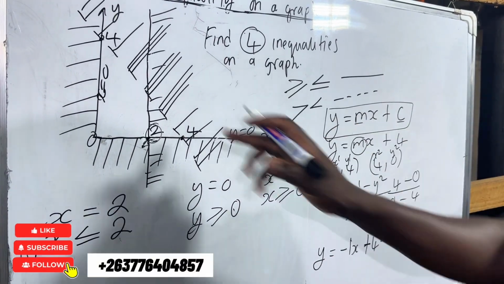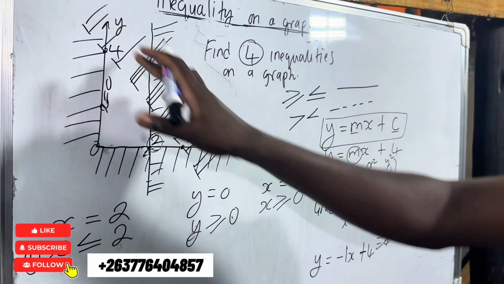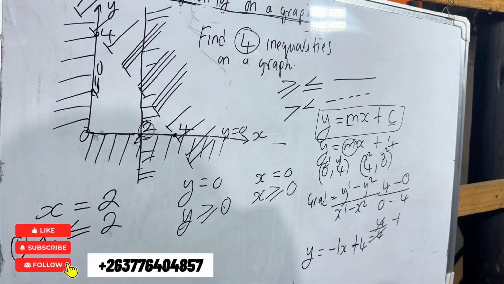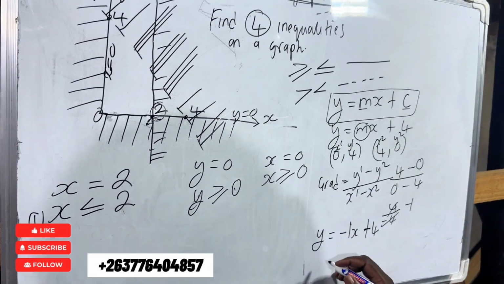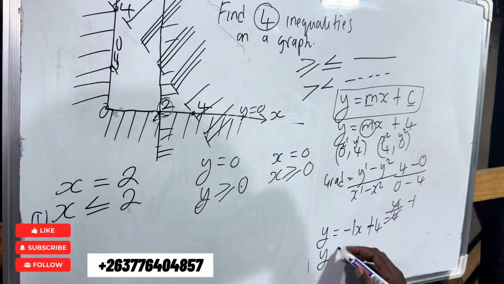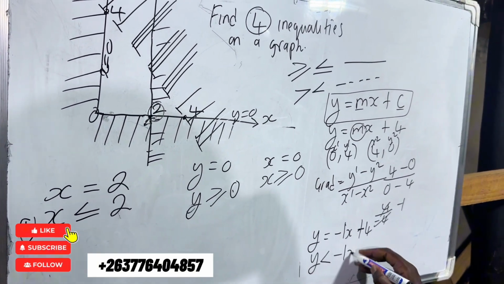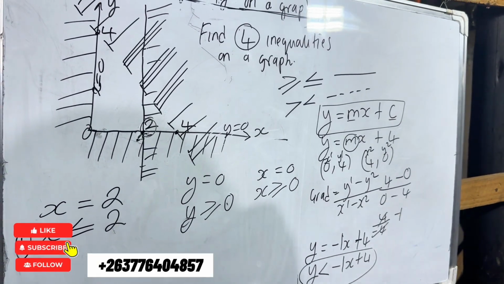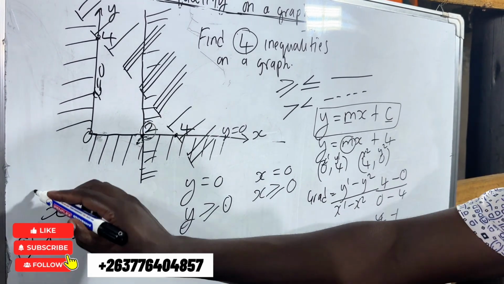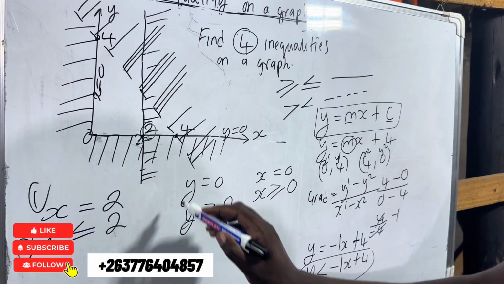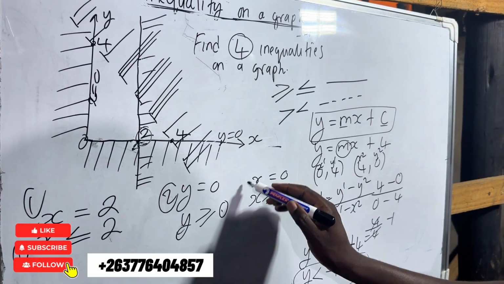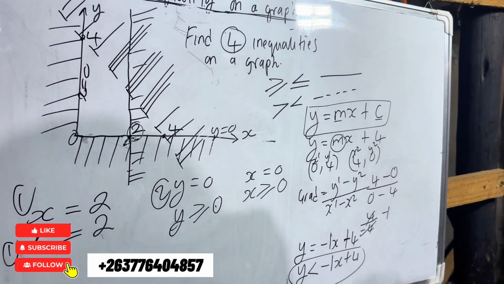Okay, so in this case, we have a broken line, meaning it's either greater than or less than. We have a broken line or a dotted line. They've shaded the greater part, meaning the sign was less than. So it's now y is less than minus 1x plus 4. That's the fourth inequality: the first one, the second one, the third one, and the fourth one.